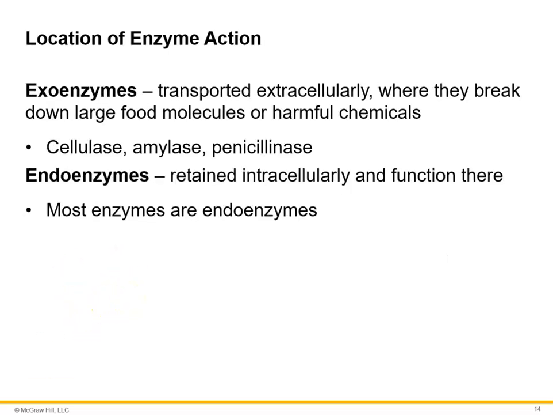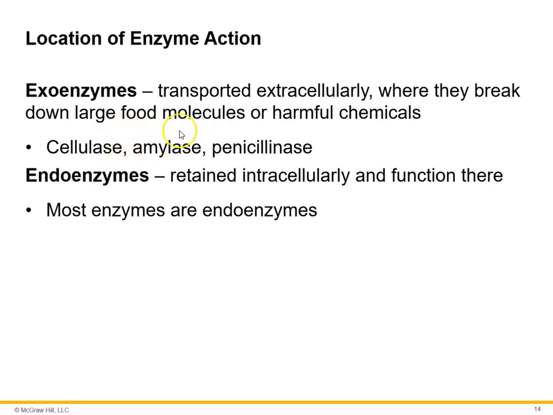All right, where are enzymes active? Well, they can be active outside of the cell, and if they are, they're called exoenzymes, or they can be active inside of the cell, and we refer to those as endoenzymes. Exoenzymes generally break down large food particles or harmful chemicals. Examples are cellulase, which breaks down cellulose, amylase, which breaks down starch, and we'll do an amylase hydrolysis test in this course, and penicillinase, which we mentioned breaks down penicillin.